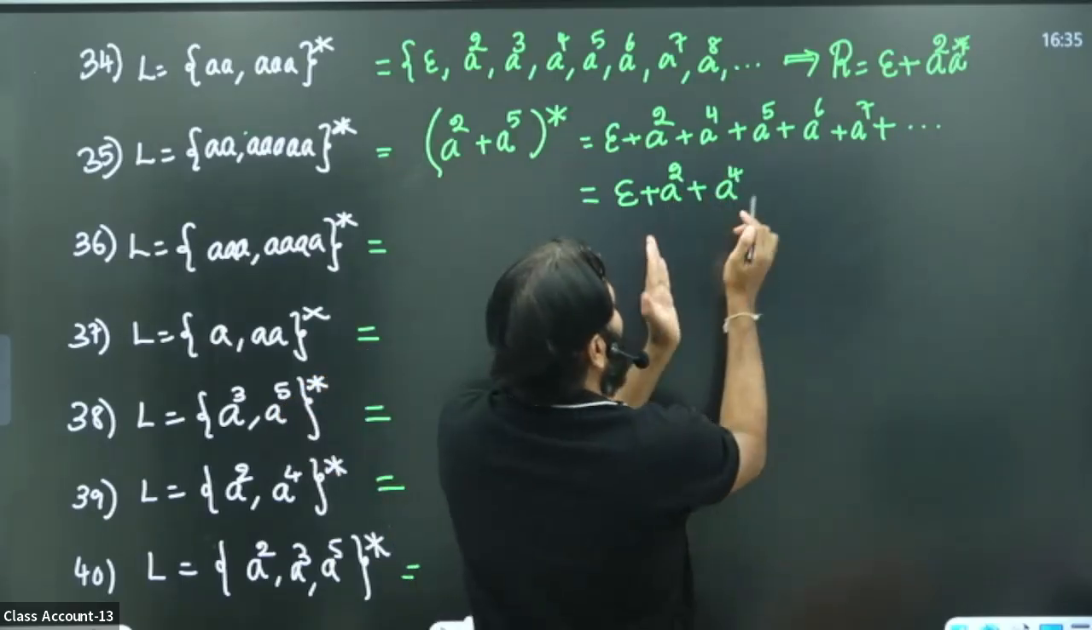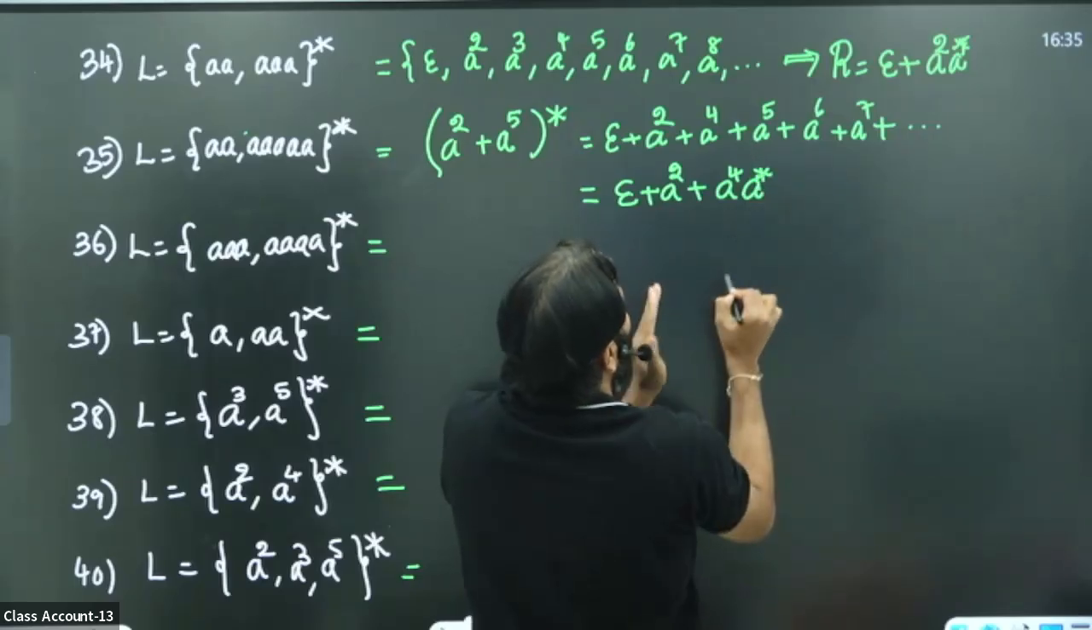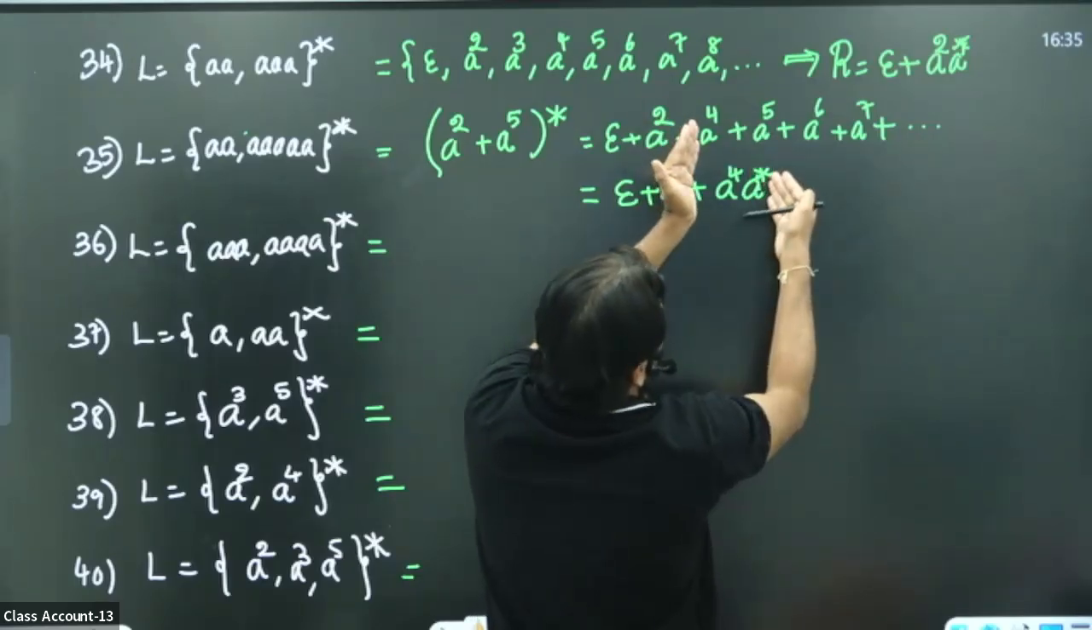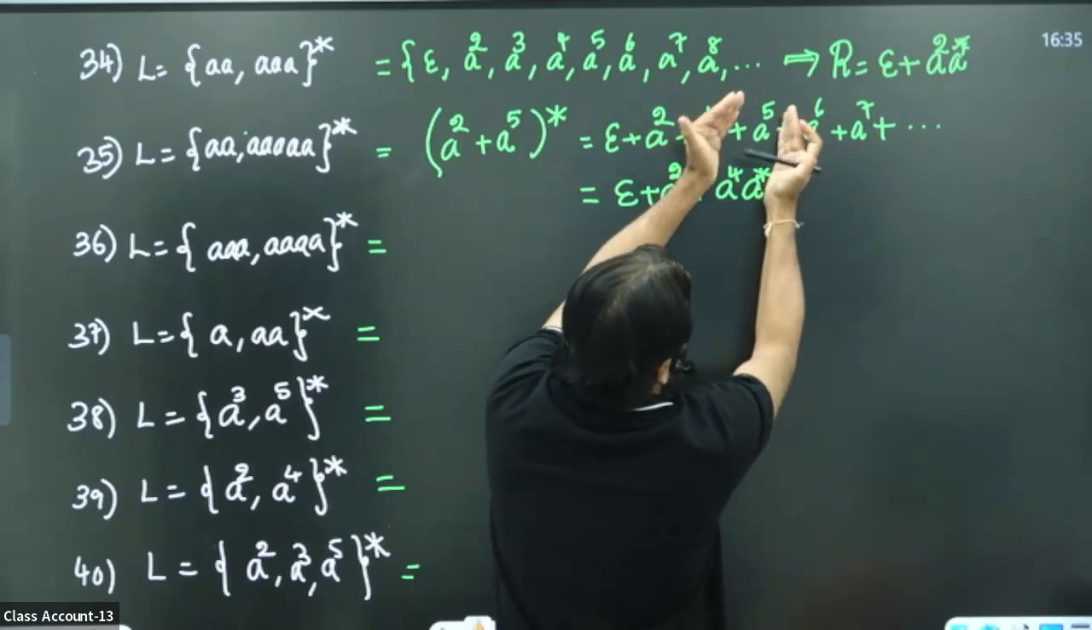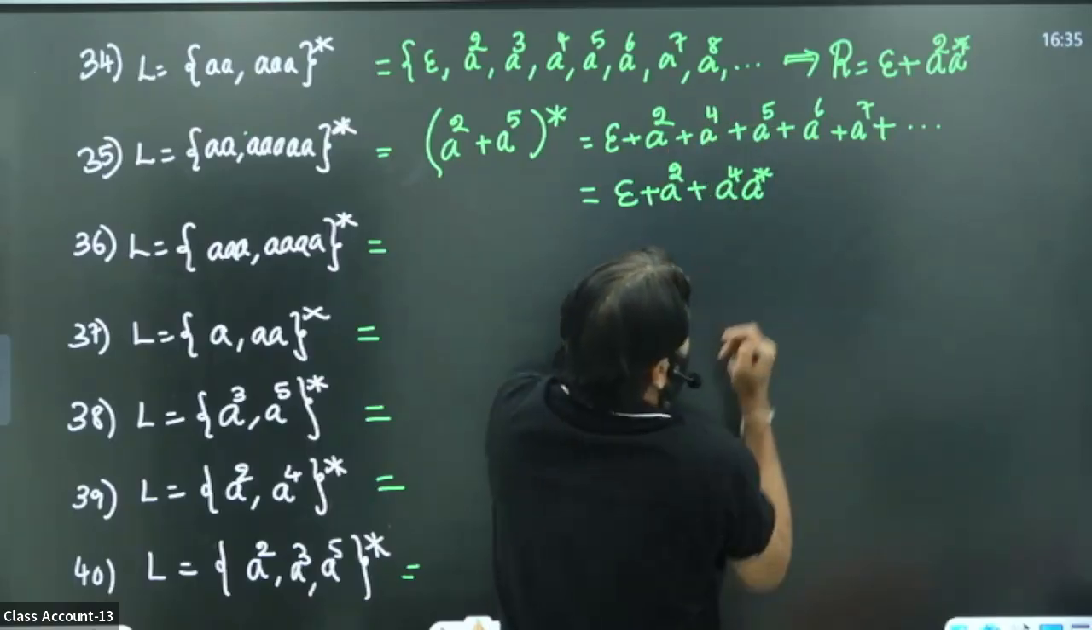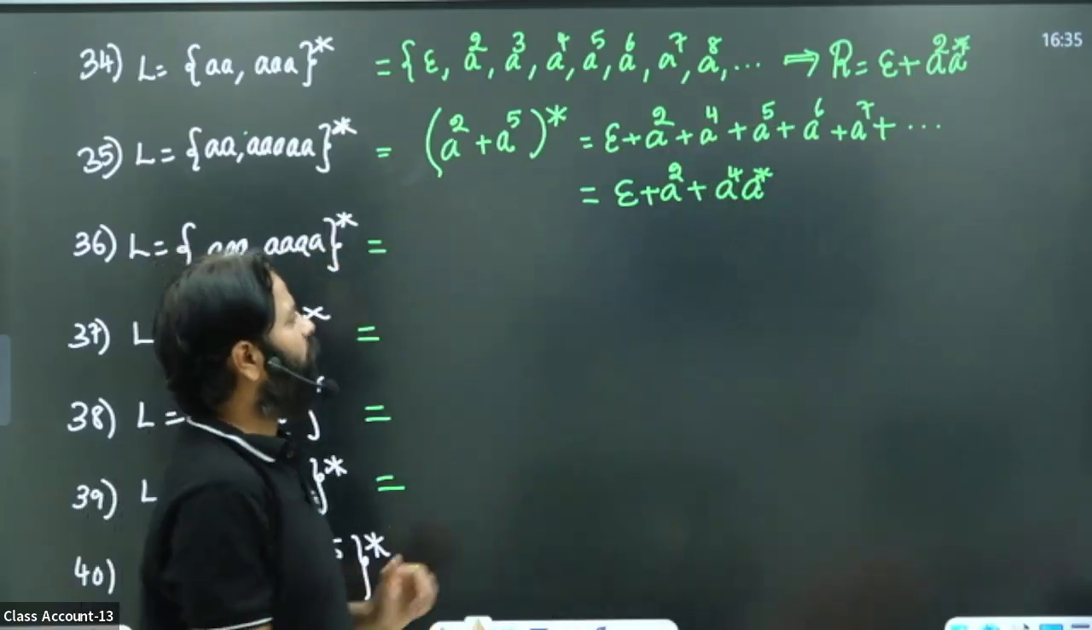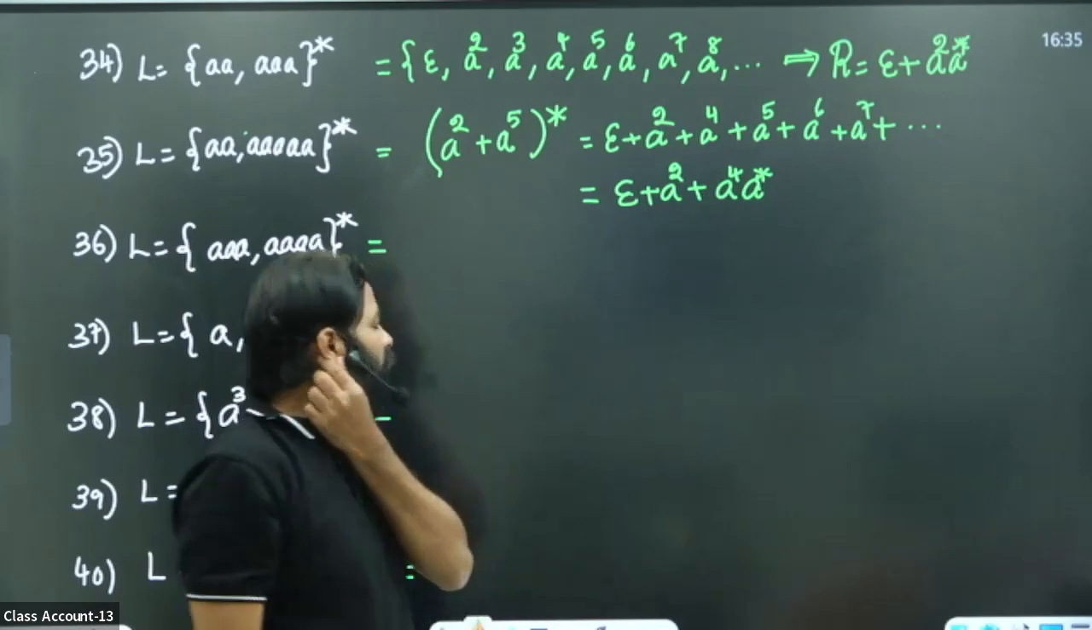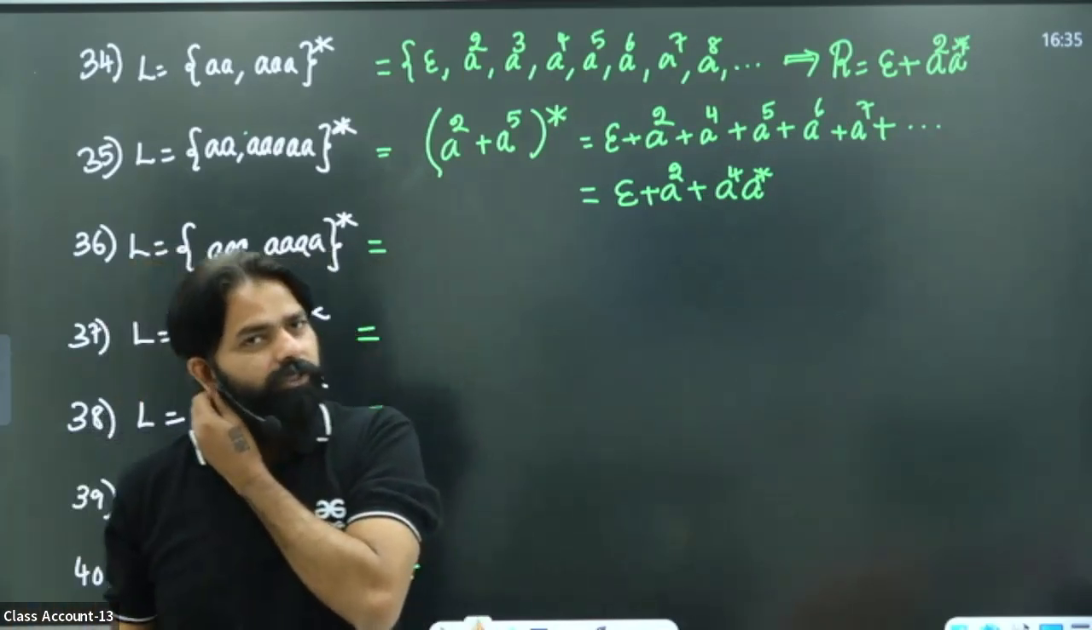And a power 4 followed by, see, a star. Can it make every string now? A power 4 by putting power 0. By putting power 1, you will get a power 5. By putting power 2, you will get a power 6. And so on. So all the strings are possible now with this smaller expression.